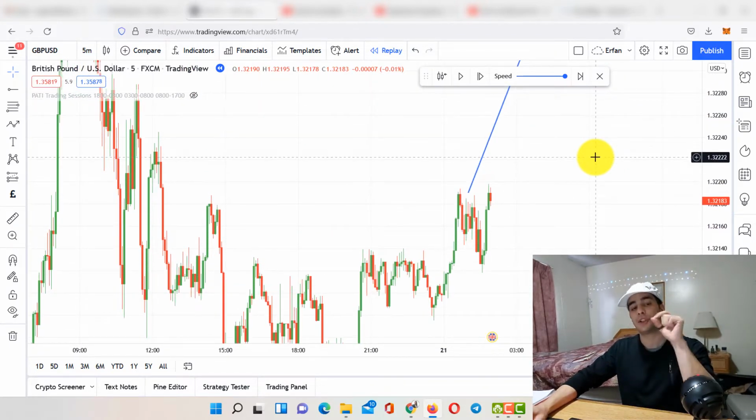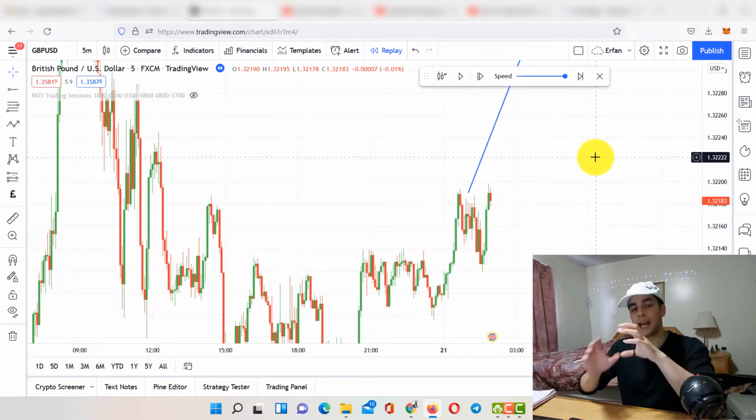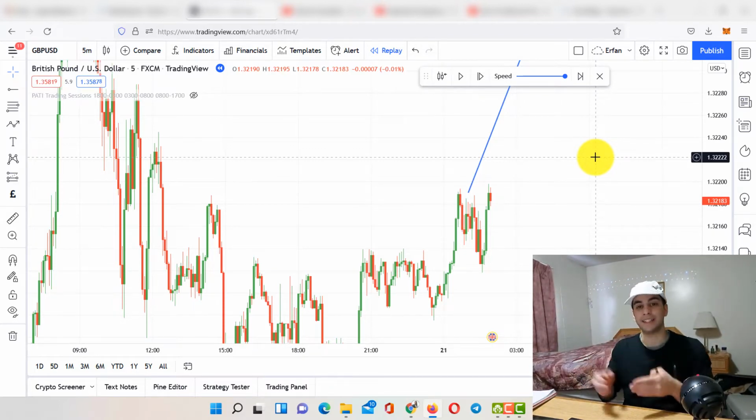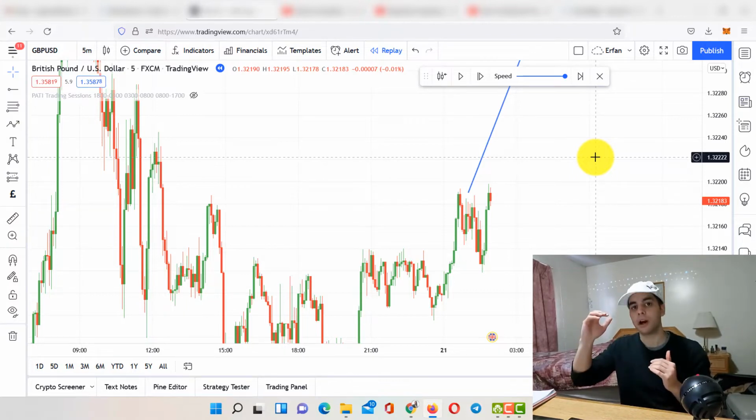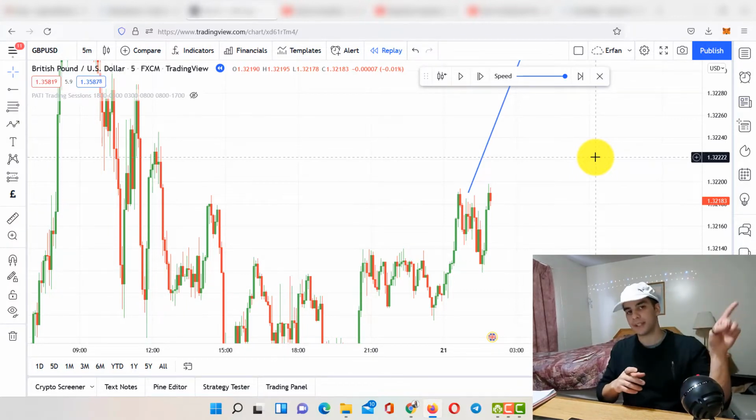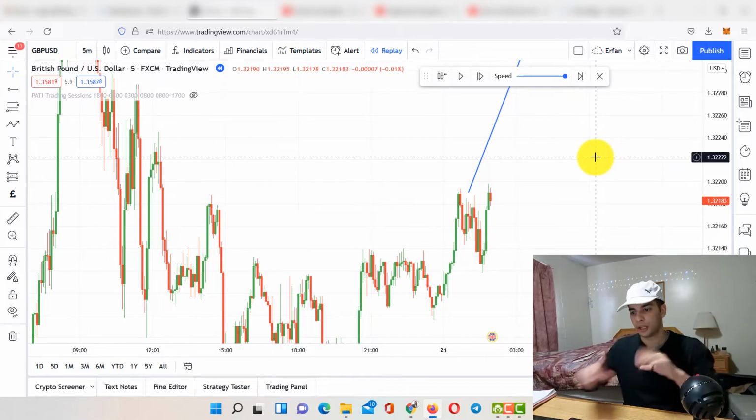And after that, you got to look for gaps. Gaps are where banks and institutions place their orders. So whenever you see a big spike, you got to look at the previous candle after that happened. So I'm going to give you an example.